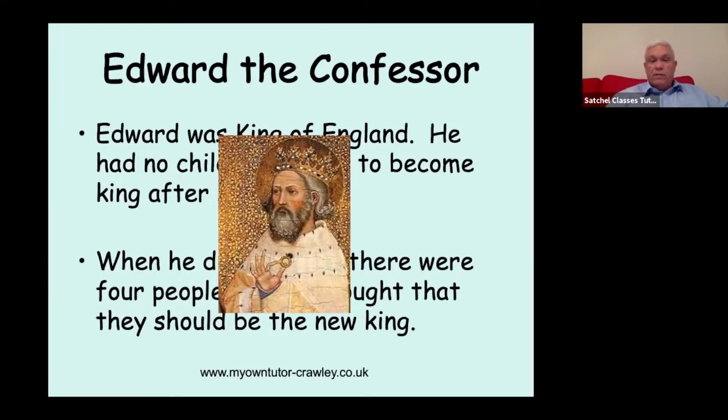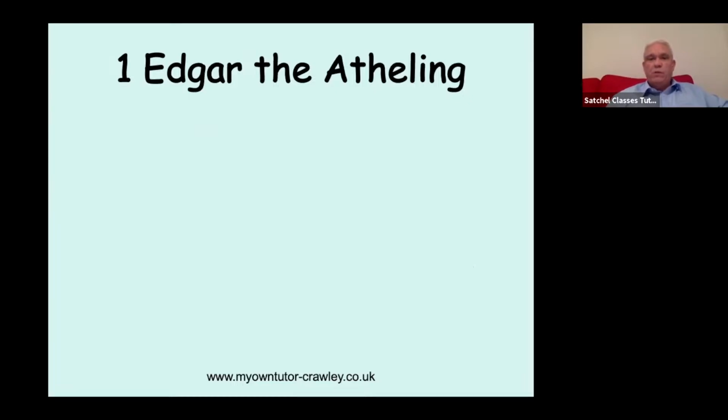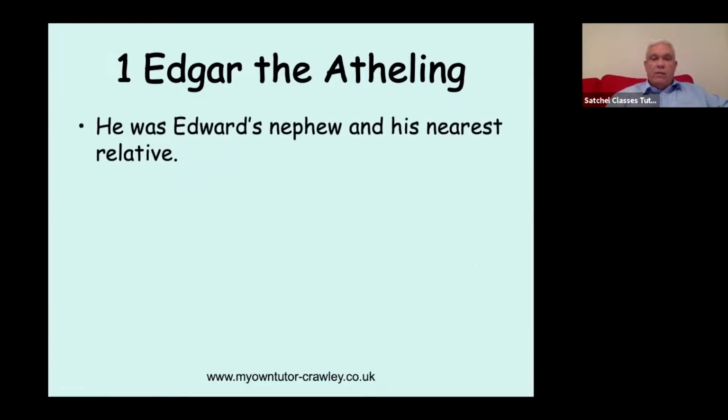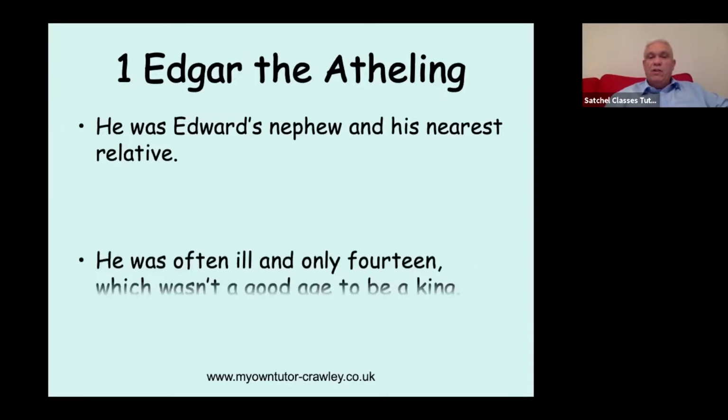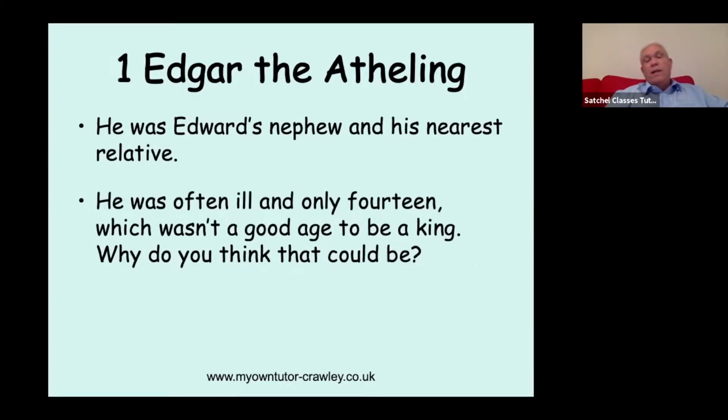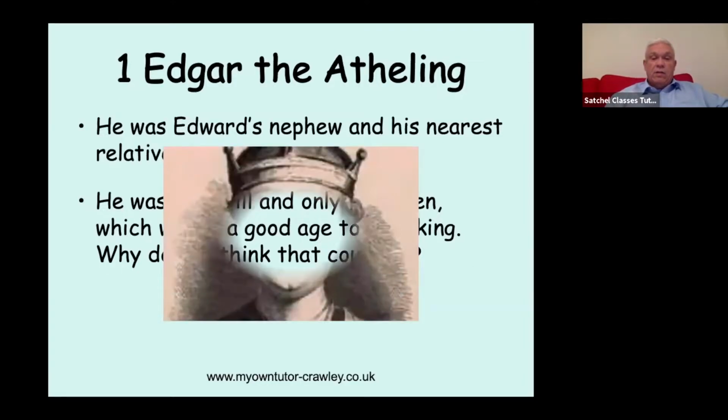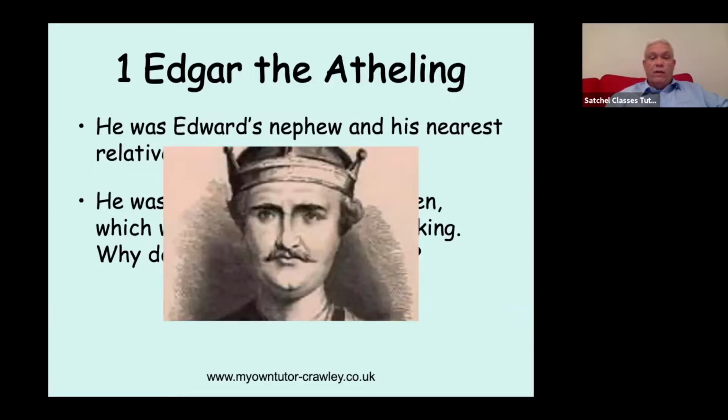So this is Edward the Confessor, a very religious man, which is why he was called the Confessor. First of all, there's a man called Edgar the Atheling. He was Edward's nephew, and so actually his nearest relative. So they would have looked to him as his successor, but they didn't do things quite like that in those days. However, he was often ill and only 14, and so not a particularly good age to be a king. And we think this is a picture of what he looked like at the time.